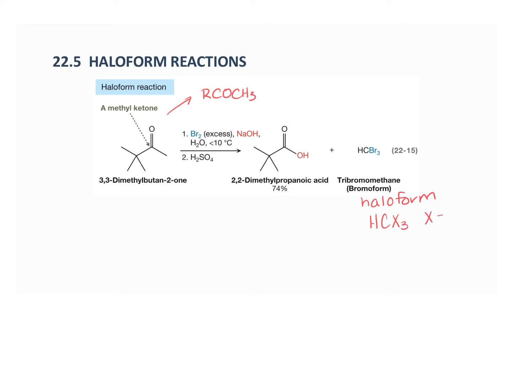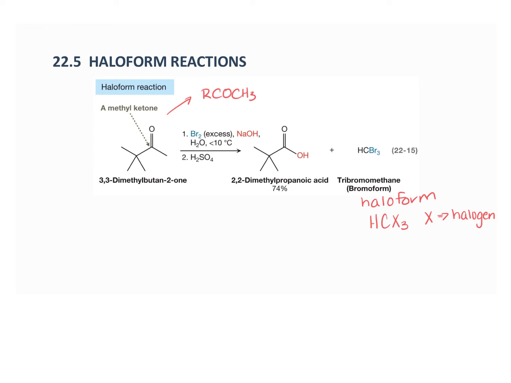Where X is a halogen. Okay, now a reaction that produces a haloform is known as a haloform reaction, and haloform reactions can also take place when a methyl ketone is treated with chlorine or iodine, and if that happens, it produces chloroform, which is HCCl3, or iodoform, HCI3. So they don't really use fluorine quite so much. Fluorine tends to explode, so it's just not practical to work with it.